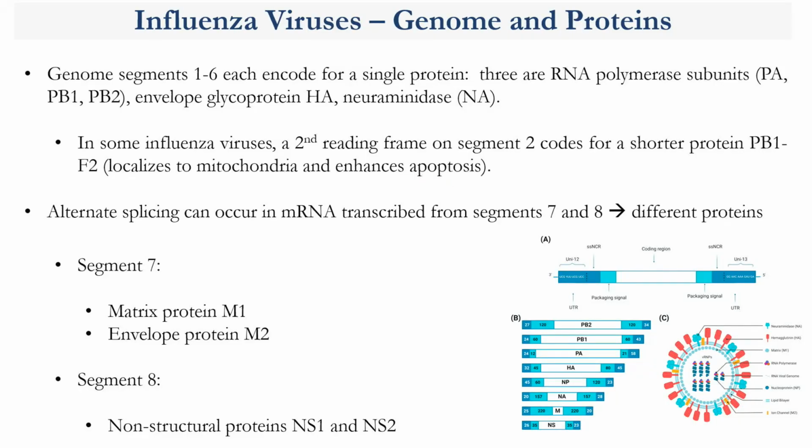And alternate splicing can occur in the mRNA that's transcribed from segments 7 and 8. And as a result, it can make different proteins. So for segment 7, you can either make M1, which is the matrix protein, or M2, which is an envelope protein. M2 is actually an ion channel, okay? And this is something that can be targeted for therapy, as we'll see later on. Your segment 8 can make NS1 or NS2, so non-structural proteins.